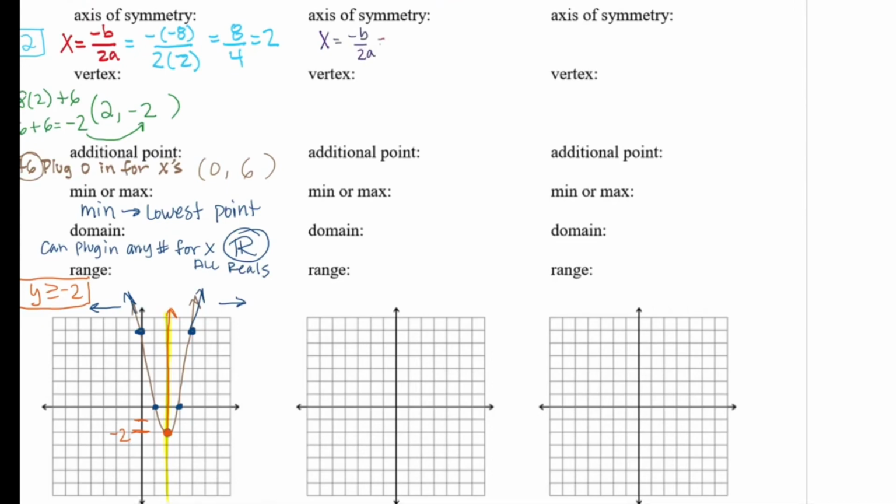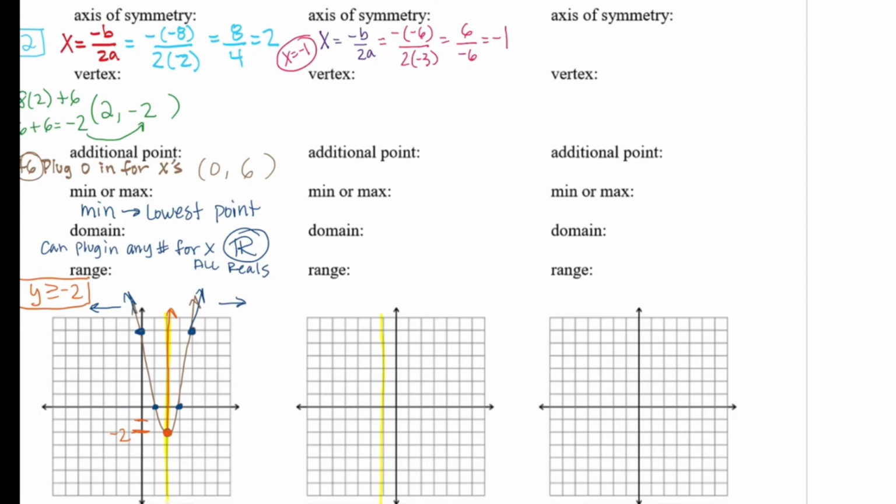Our -b is a -6, and then 2 times our a is -3. So we have -6, which is +6, and 2 times -3 is -6. This equals -1. So our axis of symmetry is going to be at x equals -1, and we draw a vertical line right there at -1.